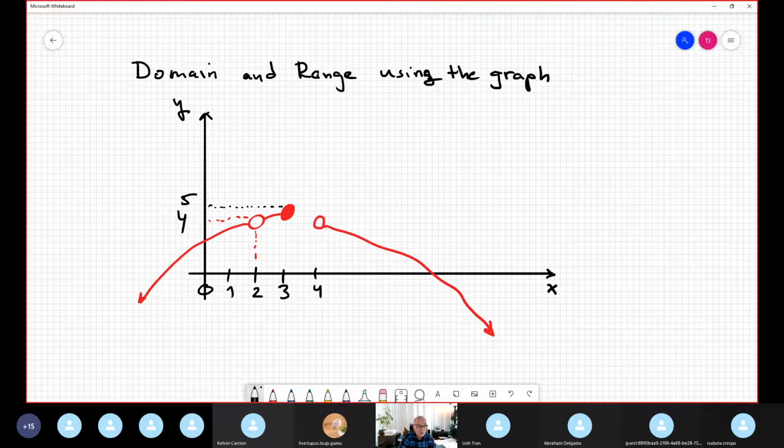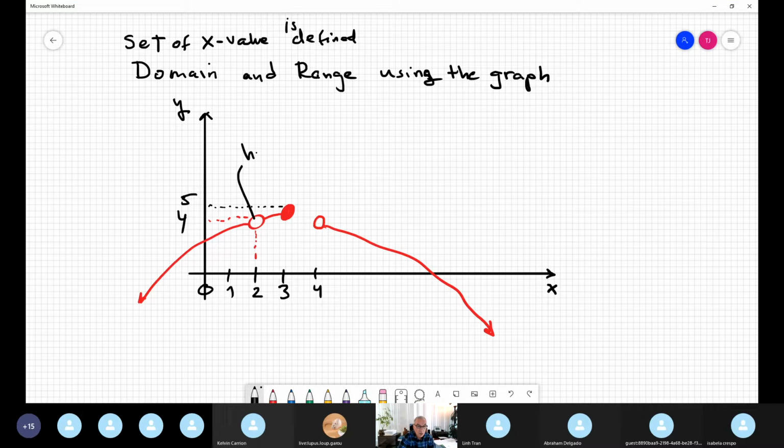Domain by definition is a set of x values in which the function is defined. If it's undefined, it's out of the domain. And the typical undefined is a hole. So we have here a hole. Look, a hole. And how do you know it's a hole? Because it's an open circle.